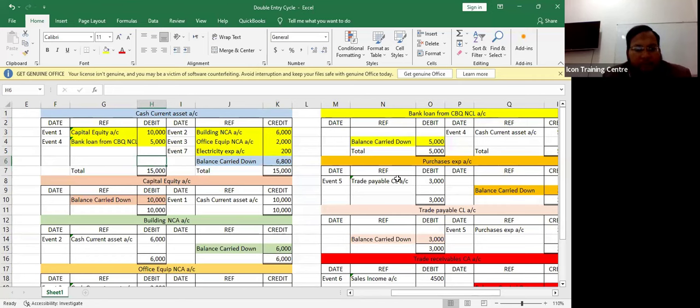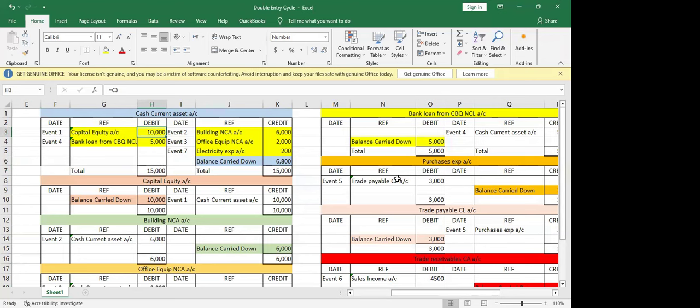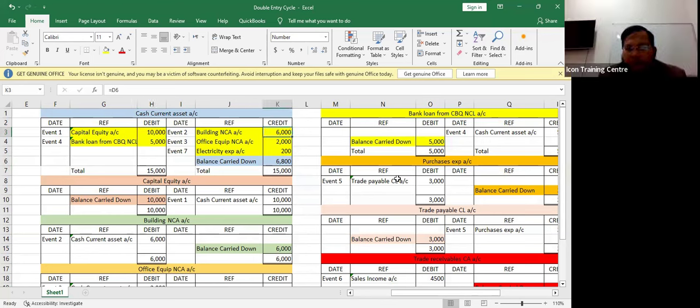Because during event one, our cash account was increased by $10,000. During event two, our cash decreased by 6,000. During event three, our cash decreased by 2,000. And during event four, our cash increased by 5,000. And during event seven, our cash also decreased by 200. So the total will be 15,000, right? If you take the difference, it comes out to be 6,800.